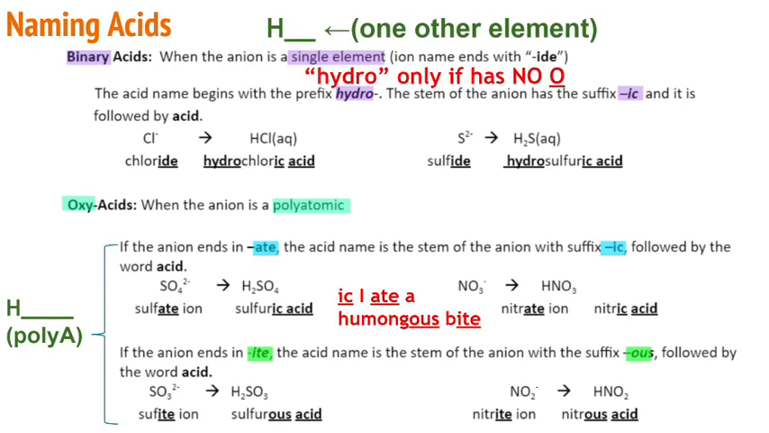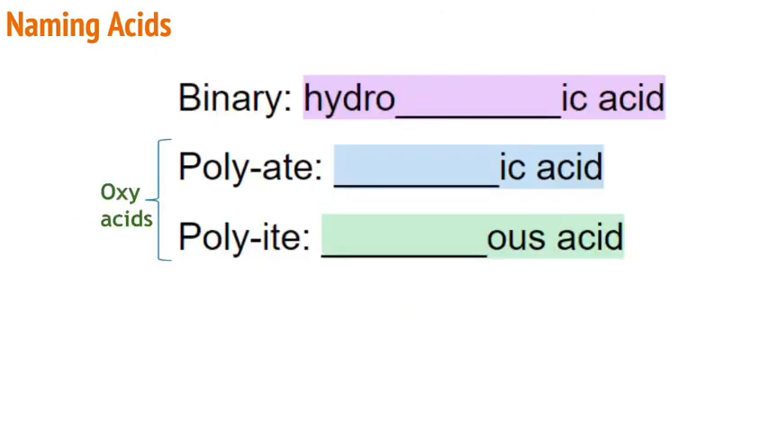So I have this little silly saying, but it's stuck in my head since I was in high school. I ate a humongous bite. And it's just to help you remember that connection between these endings. Ick goes with ate, and then our us goes with ite. So you can always make the right change to the right polyatomic there.